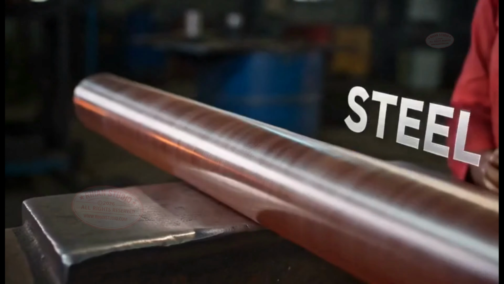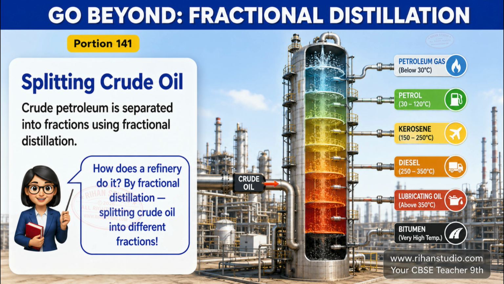Crude petroleum is separated into fractions using fractional distillation. How does a refinery do it? By fractional distillation, splitting crude oil into different fractions.